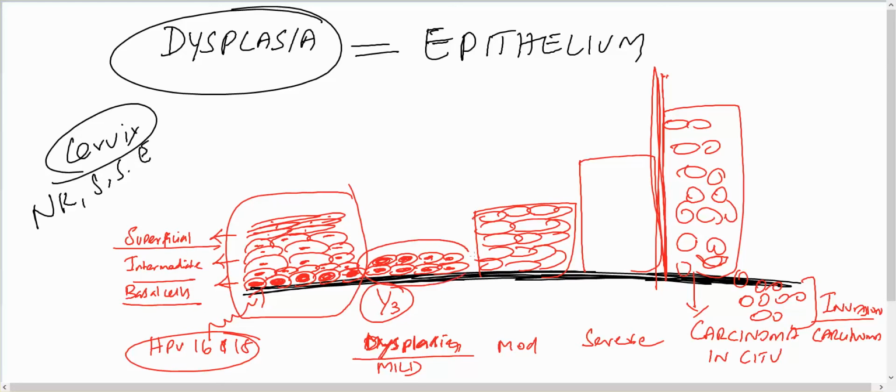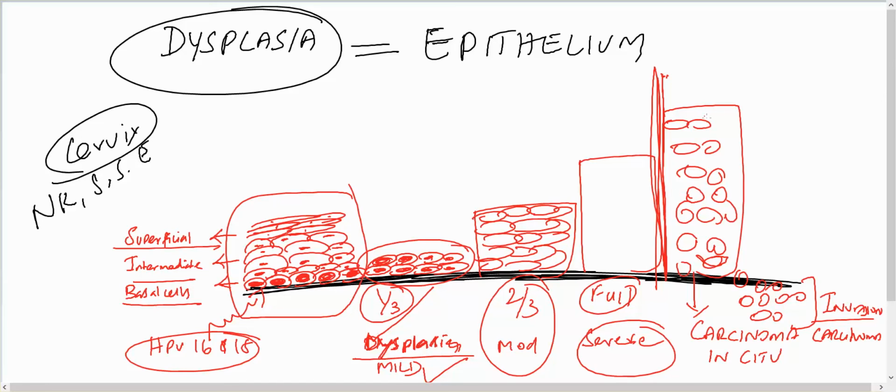If the basal cells are increased 1/3 thickness, it is mild dysplasia. If they are increased 2/3 thickness, it is moderate dysplasia. If they are increased full thickness, it is severe dysplasia. And when they start having anaplastic cells in the severe dysplasia, it is called carcinoma in situ because it is not coming out of the basement membrane. The basement membrane is intact.